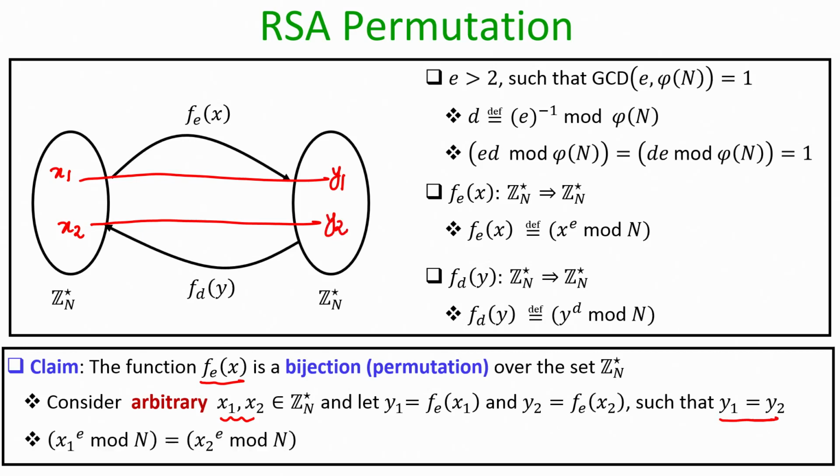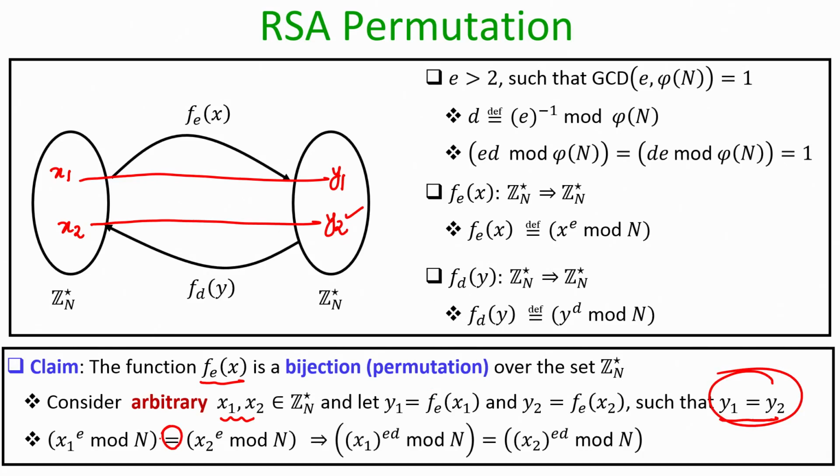Since the mapping of x 1 is y 1, I can write y 1 as x 1 power e modulo n, and the mapping of x 2 is y 2, so I can write y 2 as x 2 raised to the power e modulo n. But we are assuming that y 1 and y 2 are the same, so this equality holds. Now, I can also raise both the sides to the same exponent d, because if you have LHS equal to RHS, then raising both the sides to the exponent d should give back the same answer.